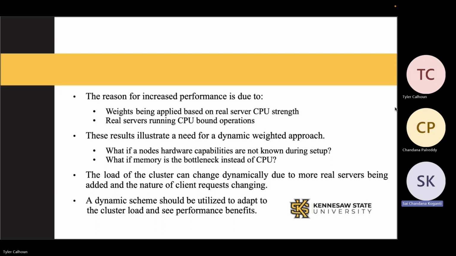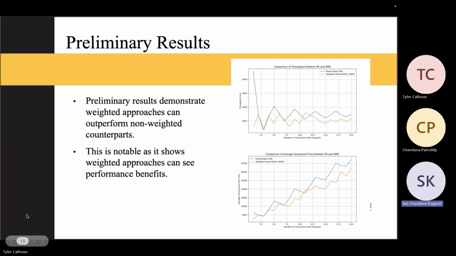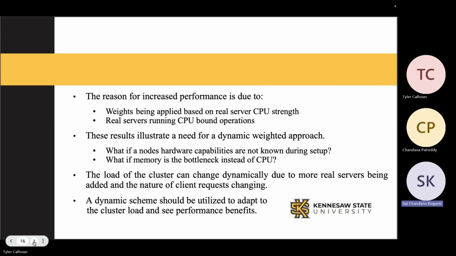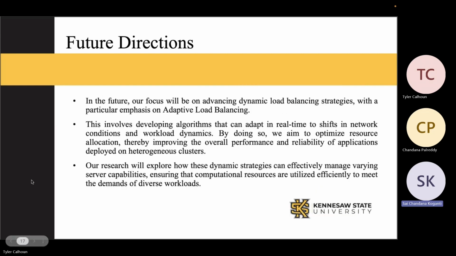So as we can see from these graphs, the weighted round robin approach outperforms round robin in terms of both throughput and average turnaround time. But we believe that a dynamic adaptive load balancing strategy can further improve these metrics by responding to changing conditions in the cluster. Moving forward, our main goal is to create an adaptive load balancing system. This system will monitor the cluster and workloads in real time. If conditions change, like new servers added or different types of tasks, it will automatically adjust by itself.